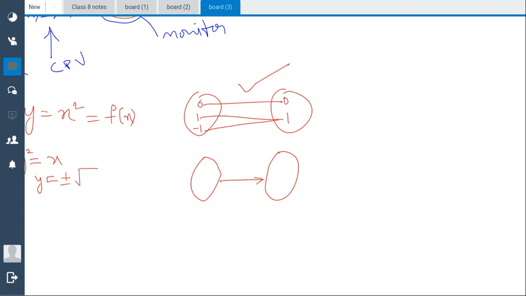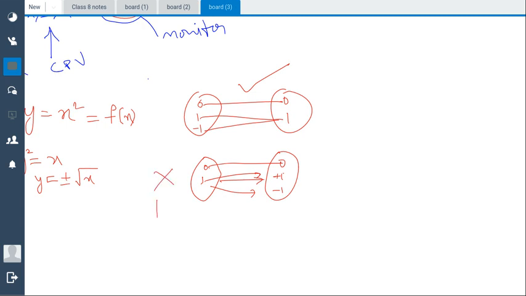Under root x with plus and minus. So for x equal to 0, that is okay. It is nil. For x equal to 1, you are going to have plus 1 and minus 1. This is not a function. You cannot have this thing. So that's why this is not a function.